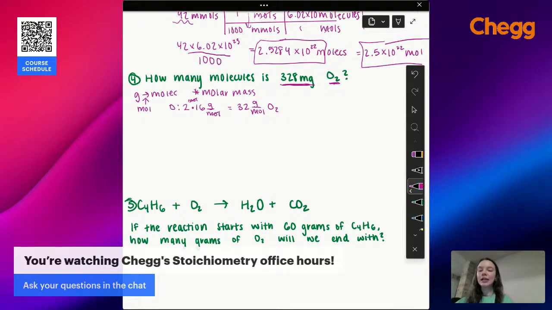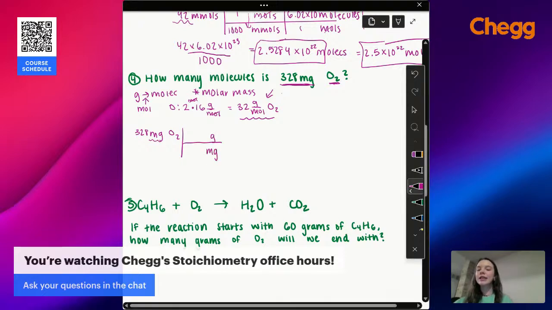So we have this molar mass for number 4. We have this molar mass of 32 grams per mole of oxygen. So we want to start with what we're given. We are given 328 milligrams of O2. Then we have this conversion factor right here of 32 grams per mole. Well, my answer right here is not in grams. So I know my first step is going to be to get it to grams. I put milligrams on the bottom to cancel out milligrams on the top. And we have that conversion factor. So it's 1 gram is 1,000 milligrams, or you can put 10 to the negative 3 for grams, whichever you prefer.